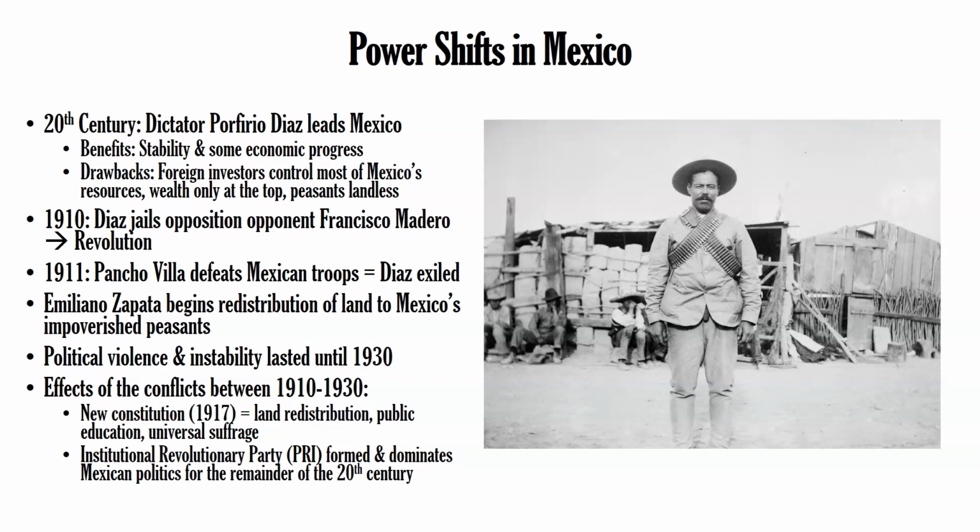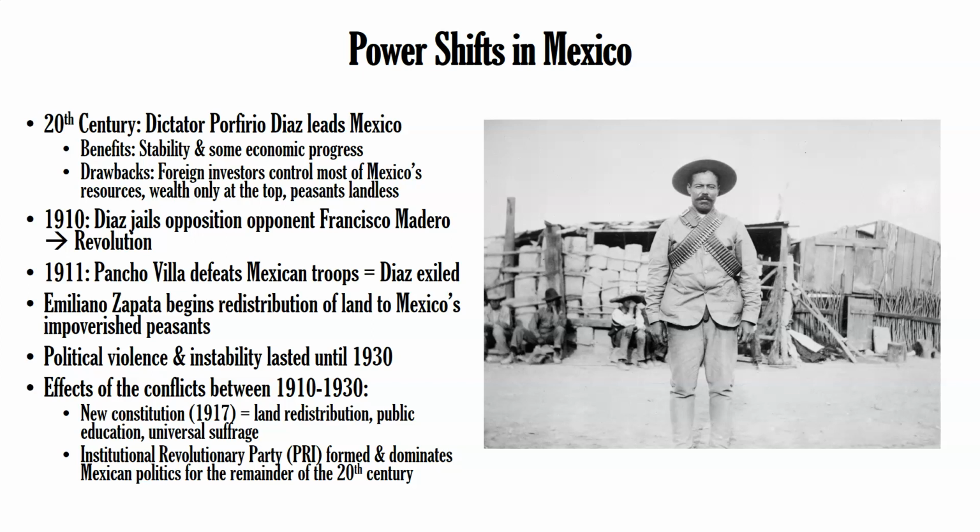Some foreign investors, mainly from the United States, are controlling most of Mexico's resources, and the wealth is really only at the top, and the peasants are landless and don't really have anything. So after all these problems and some strong-arming by the Diaz government, the last straw is in 1910, when Diaz jails his opponent, Madero, and this leads to the Mexican Revolution. Pancho Villa, who's a commander within Madero's forces, is able to defeat government troops, and this leads to Diaz being exiled, and a new change in government led by Madero and people like Emiliano Zapata, who is instrumental in starting to redistribute land in Mexico so that the peasants can start having some land.